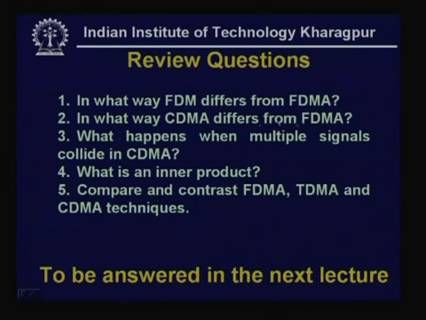Third question is, what happens when multiple signals collide in CDMA? We have seen that in CDMA the transmissions coming from different sources are done simultaneously. So whenever collision occurs, what happens in case of CDMA? That is the third question. Fourth question is, what is an inner product in the context of CDMA? Fifth question is, compare and contrast FDMA, TDMA and CDMA techniques which have been discussed in this lecture. So these are the 5 questions to be answered in the next lecture.